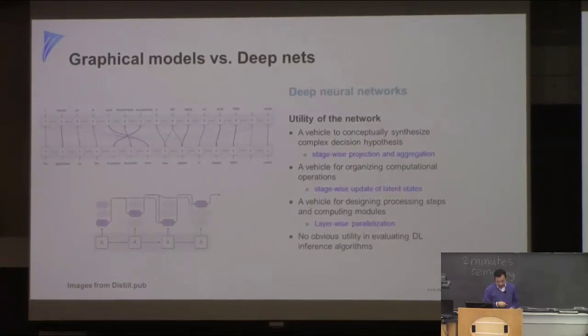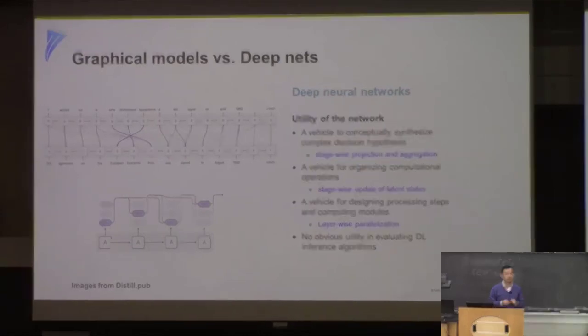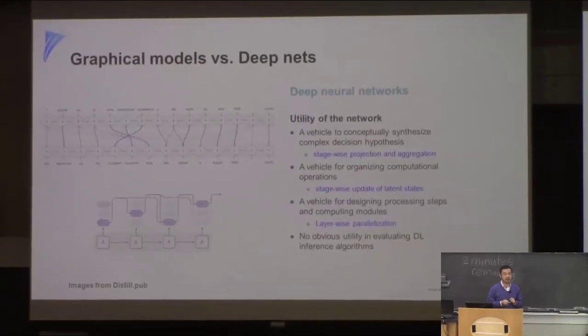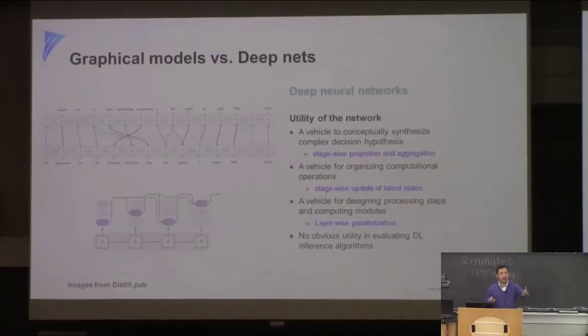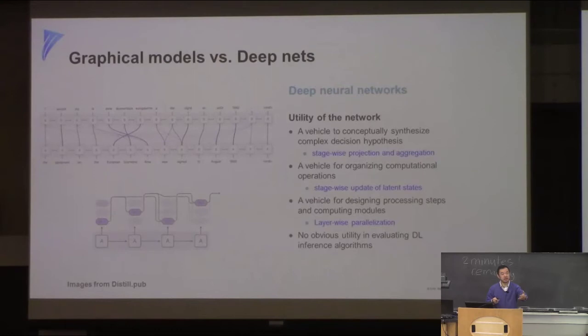There is no obvious utility of the graph in evaluating the correctness of the inference algorithm because we don't know what is a correct inference algorithm in your network. There isn't a ground truth for all the hidden variables, so people never compare whether two algorithms generate different values of the hidden layers and then decide which one is better. People don't care. You only care whether the end outcome is generating a good prediction or not.